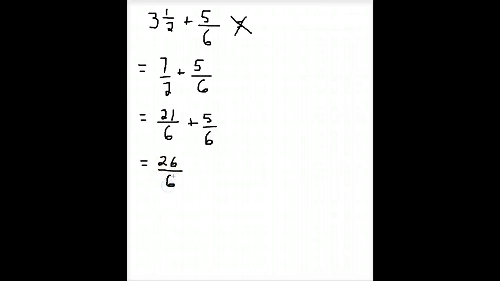And this isn't our last step. Because we have an improper fraction there, we want to change it to a mixed fraction. So 6 goes into 26 4 times, so 4 is our whole number. And then the remainder, what's left over, is 2/6. And then essentially we can change that 2/6 to lowest form. So we know both 2 and 6 divide by 2, so that would leave us with 1/3. And there's our final answer.